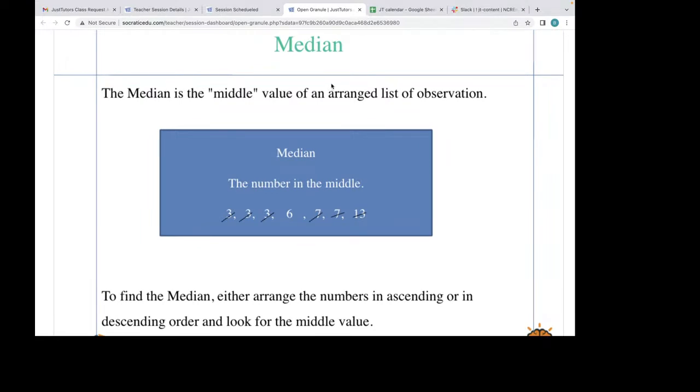So the next type of data value is median. The median is the middle value of an arranged list of observations. Median is the middle value, बीच की जो वैल्यू होती है एक arranged list of observations, is called median. Okay, so median, the number in the middle. In this data, this is an example: 3, 3, 3, then 6, then 7, 7 and 13, और बीच में क्या है हमारे पास 6. So 6 is the median of this data.